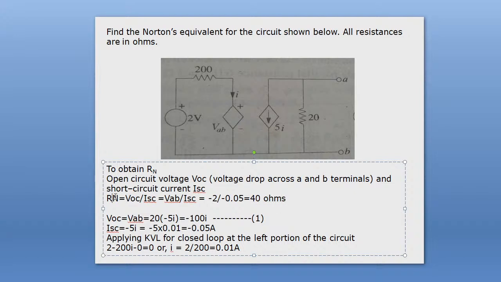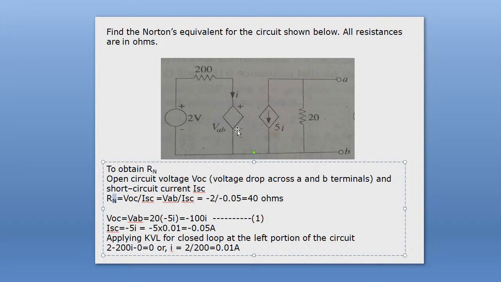Everyone see, VAB equal to minus 2 volt and ISC equal to minus 0.05. Therefore RN equal to 40 ohms. Okay. Now you open this. This is VAB. Let me explain this thing. It is open, to calculate VAB we will open this, and here you will get VAB.